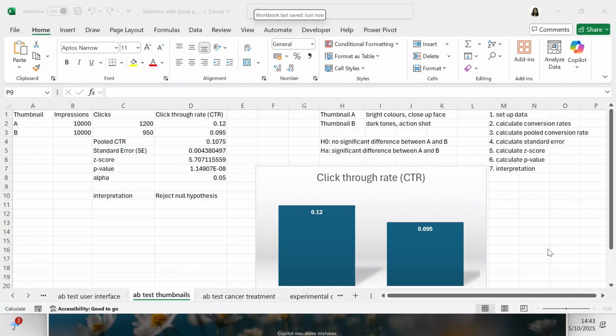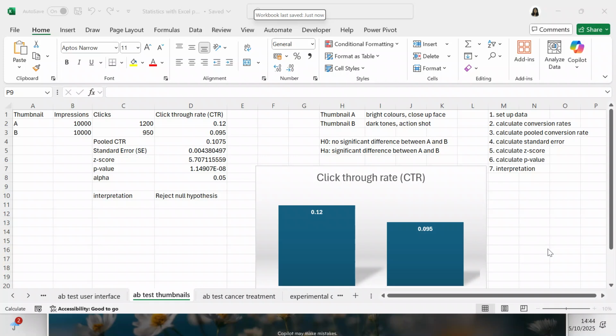What we're going to do in this video is perform an A/B test on thumbnails. Thumbnails are something you use to promote your video or your application of some sort. In order for us to perform this A/B test, what we're going to need to do is: 1, set up the data; 2, calculate the conversion rates; 3, calculate the pooled conversion rate; 4, calculate the standard error; 5, calculate the z-score; 6, calculate the p-value; and 7, interpret it.